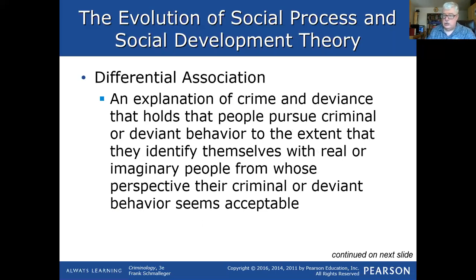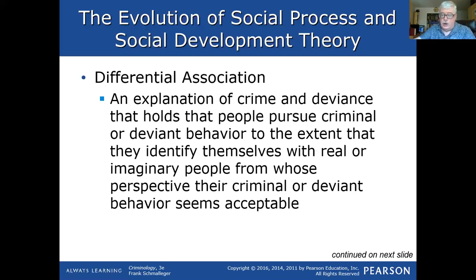Differential association, as I mentioned, is one of these theories, and it's an explanation of crime and deviance that holds that people pursue criminal or deviant behavior to the extent that they identify themselves with real or imaginary people from whose perspective their criminal or deviant behavior seems acceptable. Now, what do you mean real or imaginary people? Well, are those people that you watch on TV and some of your favorite shows, are they real people? No, there are actors that are playing imaginary people.